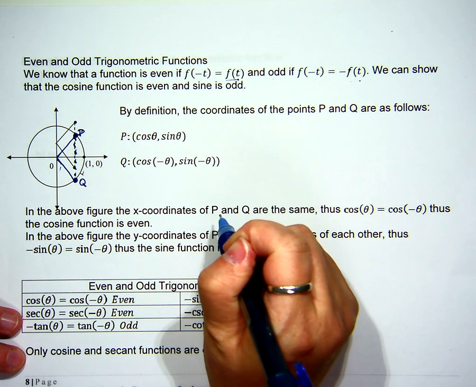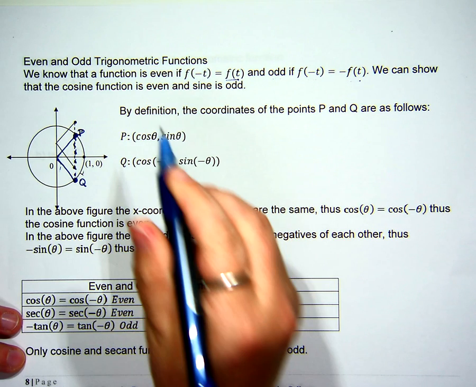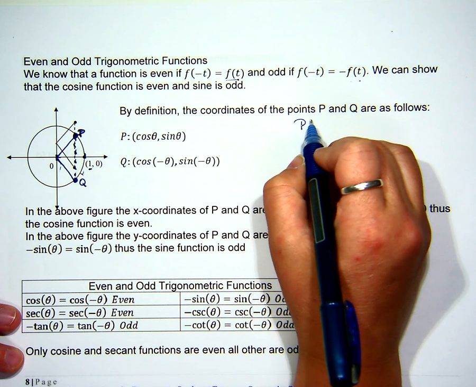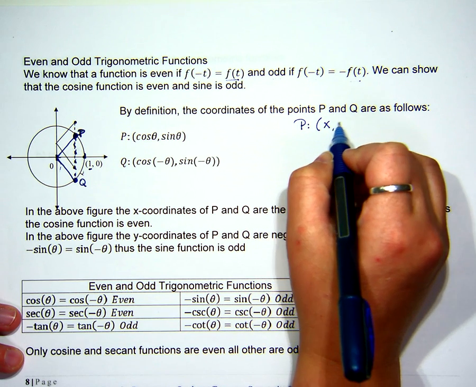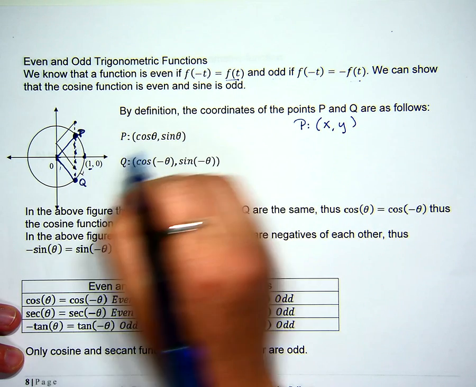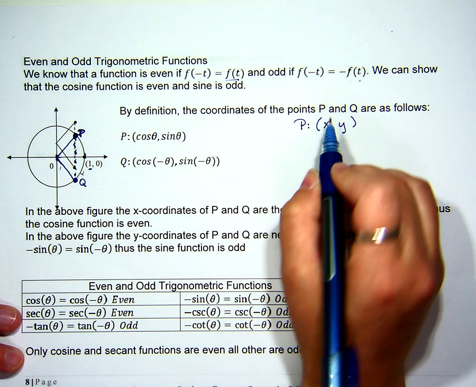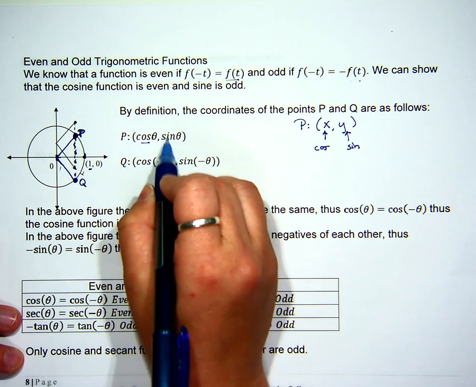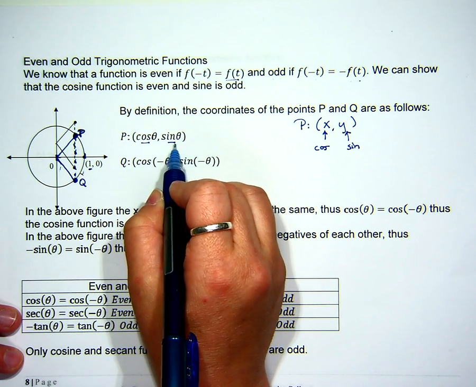Okay, so if I let this point be P, now remember I'm on a unit circle. Radius is 1. So normally points are x and y, but if I'm talking about the unit circle, what's x? Cosine. And for the unit circle, what's y? Sine. So for the point P, I'm going to let x be cosine and let y be sine.